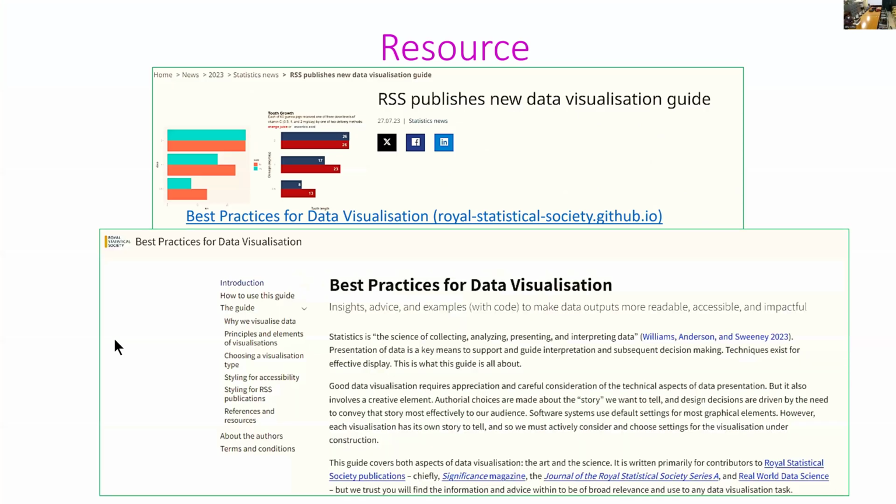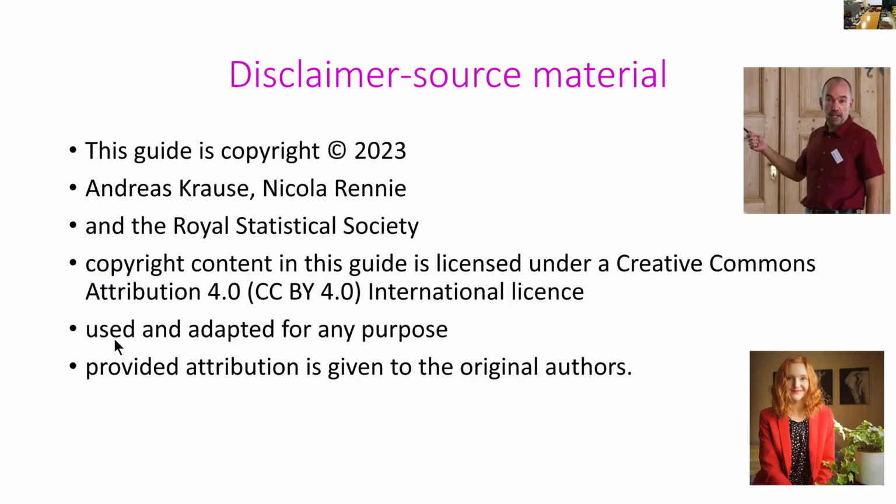That is an assumption that we have to make when we start this kind of talk. First of all, I want to acknowledge that the Royal Statistical Society has a website on data visualization, and I've given you the link to this web page. It has four sections: one is why we visualize data, the second is principles of data visualization, the third is choosing visualization type, and the fourth is styling for accessibility. Today, I'm just going to take a brief session on why we visualize data. The material is taken from the Royal Statistical Society, and I must acknowledge these two people, Andreas and Nicola Rennie. We are using this from them under the Creative Commons license.